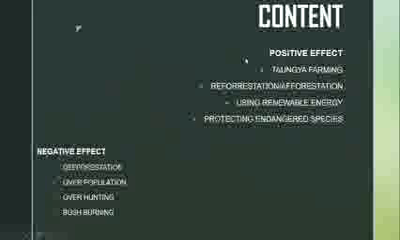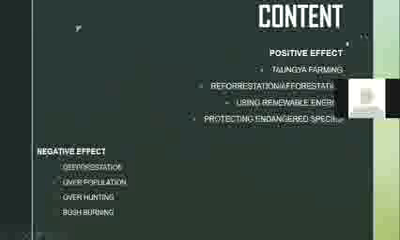All right. So that was that about the lesson so far. By the grace of God, this is what we're going to be having for today. This is the content. We're going to talk about the positive effects of human activities on the forest, and then we'll be discussing Tongia farming. We'll also look at reforestation, or what we call afforestation. Then using renewable energy. Then protecting endangered species. Those are the positive activities that humans do in order to help the forest.